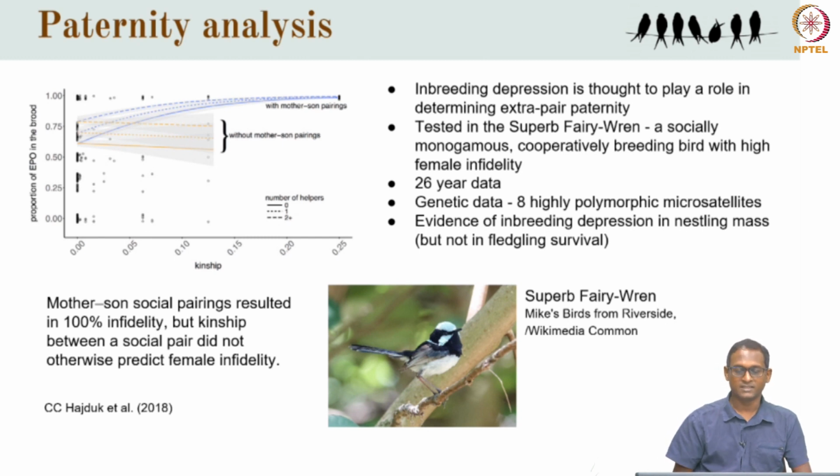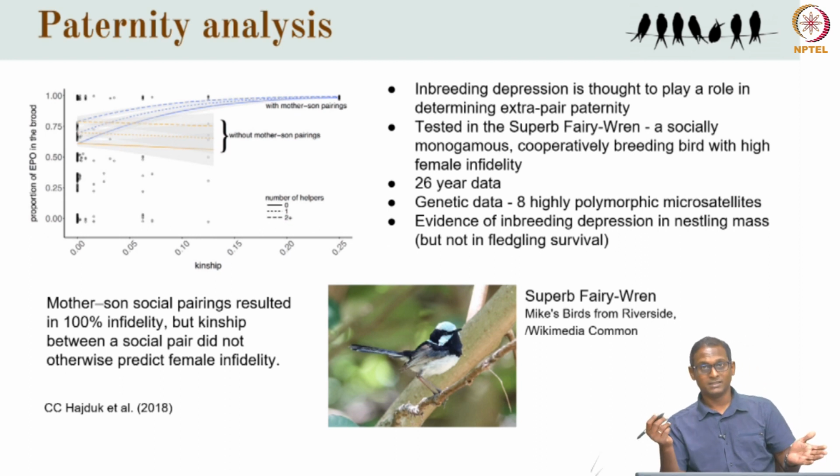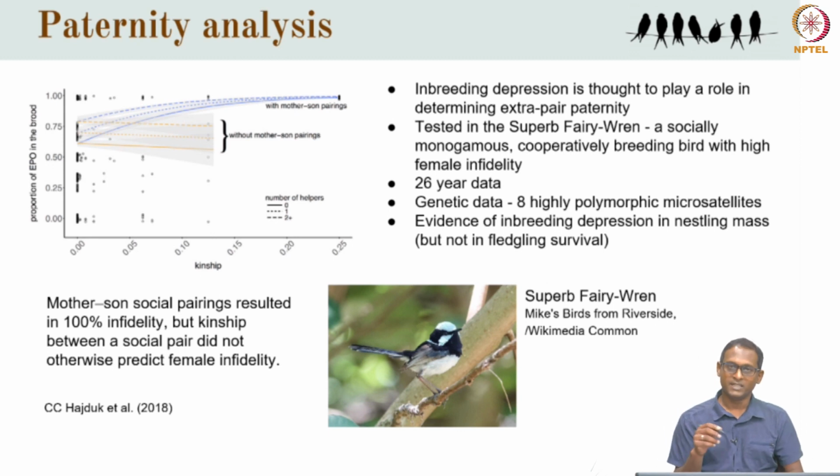These authors collected data from 26 years, and they had these 8 polymorphic microsatellite markers. And what they found was that, of course, one of the things was that there were a lot of mother-son social pairings. So there were pairs which were mother-son, but almost all the mother-son pairings resulted in 100% infidelity.